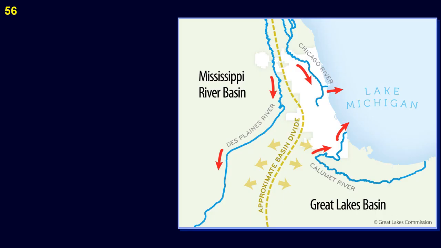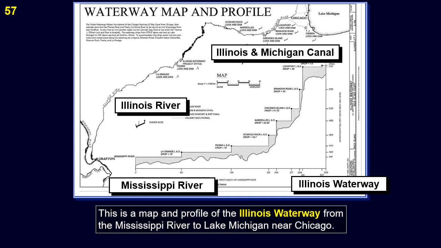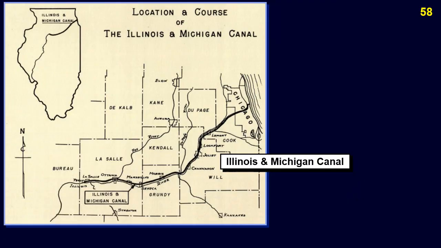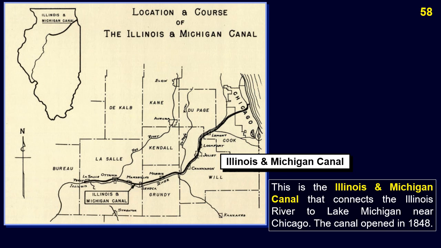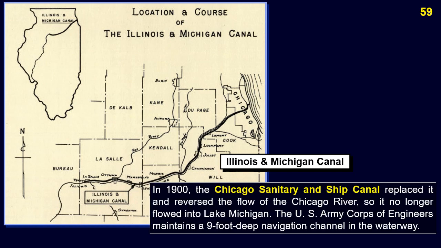The Des Plaines River, which flows into the Illinois River of the Mississippi River Basin, is very close to the shores of Lake Michigan near Chicago and the Great Lakes Basin. This is a map and profile of the Illinois waterway from the Mississippi River to Lake Michigan near Chicago. This is the Illinois-Michigan Canal that connects the Illinois River to Lake Michigan near Chicago. The canal opened in 1848. In 1900, the Chicago Sanitary and Ship Canal replaced it and reversed the flow of the Chicago River, so it no longer flowed into Lake Michigan. The United States Army Corps of Engineers maintains a 9-foot-deep navigation channel in the waterway.